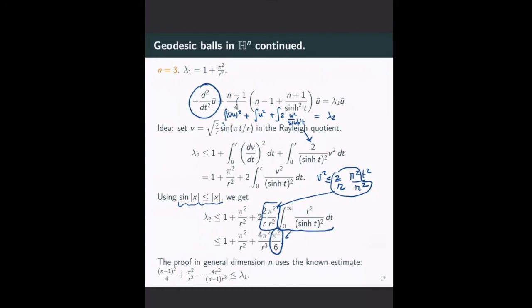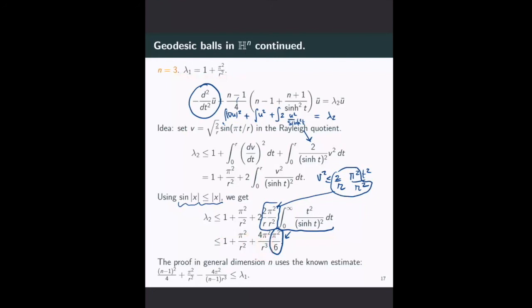It's probably a contour integral with some complex analysis. I don't quite know how to prove it, but that integral is pi squared over 6. The upshot is that now I have an estimate of lambda 2, which is less or equal than 1 plus pi squared over r squared times a cube. And when you subtract lambda 1, all of this goes away. And so the fundamental gap for a ball is of order r cube.